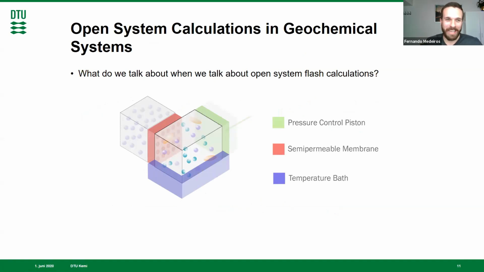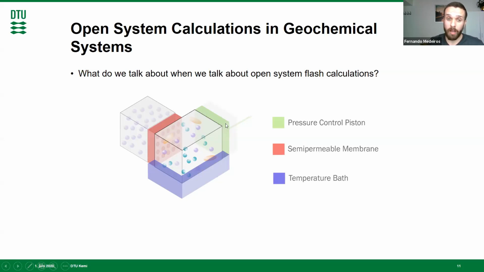So what do I exactly mean when I talk about open system calculations? So basically in thermodynamics, we typically work with closed systems, and we try to think of systems by the boundaries that they have. An isolated system is a system that doesn't exchange energy, mass, or volume, but here, when I'm talking about open system calculations, I'm talking about this system that you see in this box here.